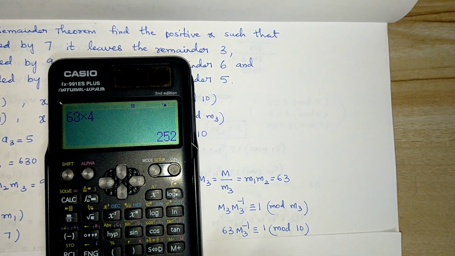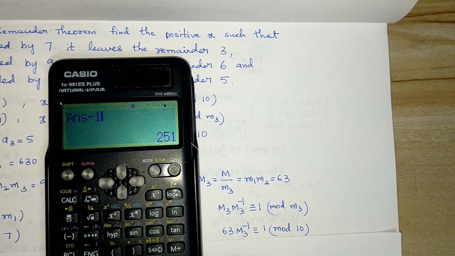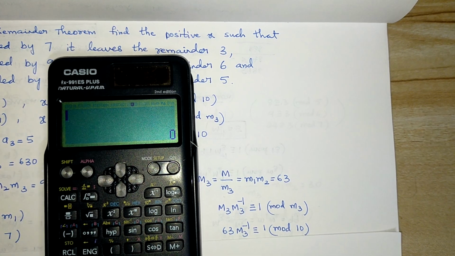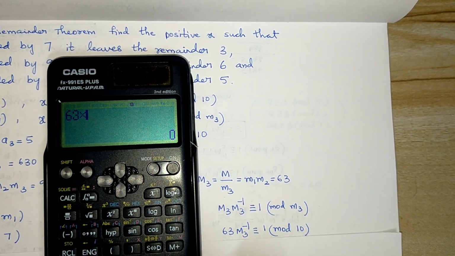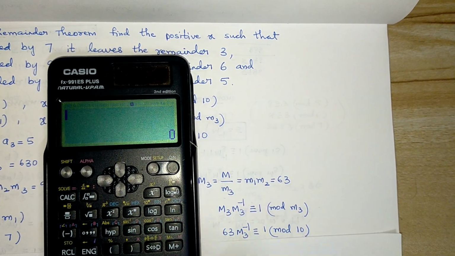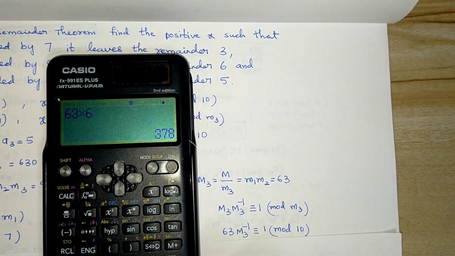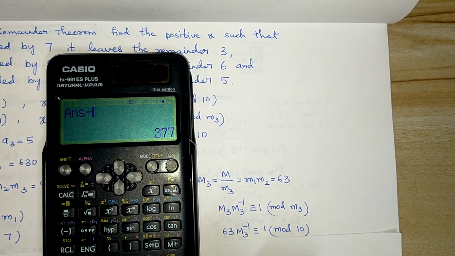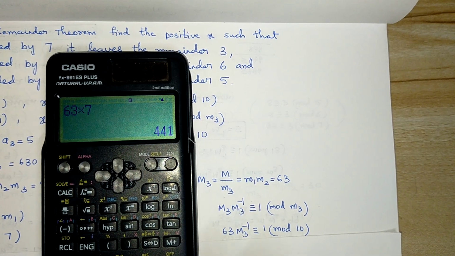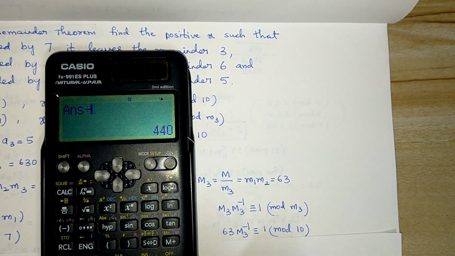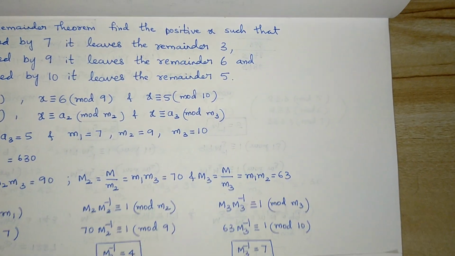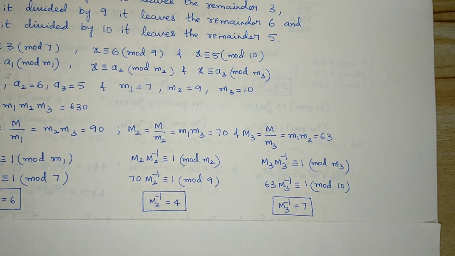Let us substitute M3 inverse equal to 4. 63 into 4 minus 1, is that divisible by 10? No. Let us substitute M3 inverse equal to 5. 63 into 5 minus 1, is that divisible by 10? No. Again, 63 into 6 minus 1 divided by 10, no. 63 into 7 minus 1, is that divisible by 10? Yes. So M3 inverse equal to 7.